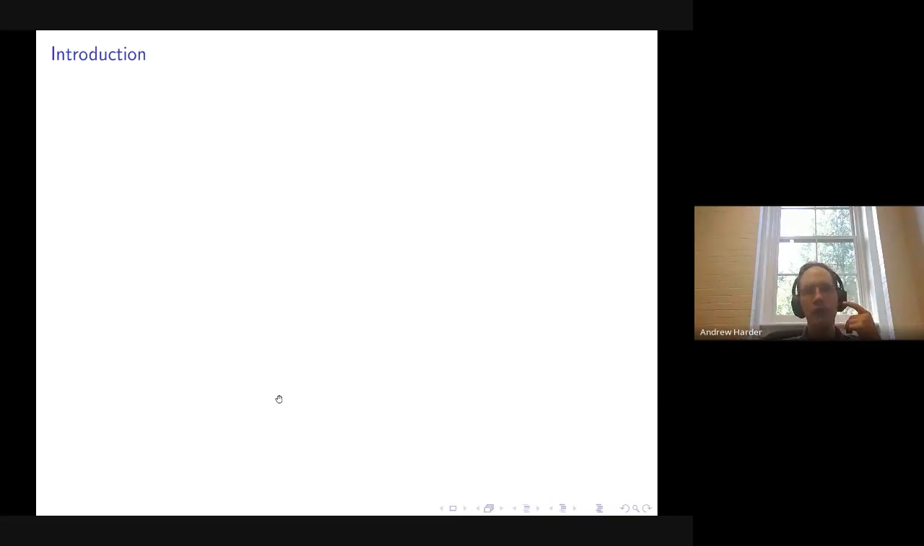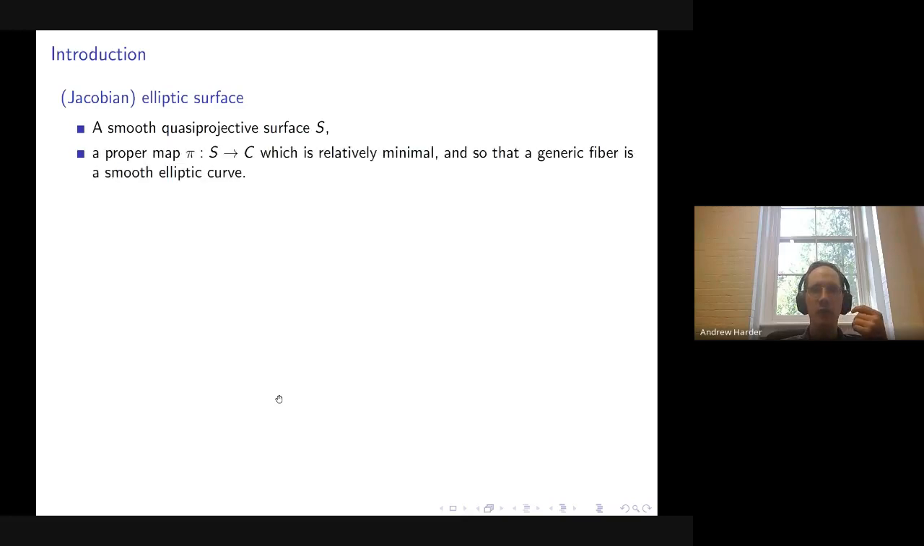So the inspiration for this entire project comes from the theory of elliptic surfaces. For me, an elliptic surface is a smooth quasi-projective surface S with a proper map from S to a curve C. I want this to be relatively minimal, which means that there are no -1 curves that live inside of fibers. And I want the generic fiber to be a smooth elliptic curve.